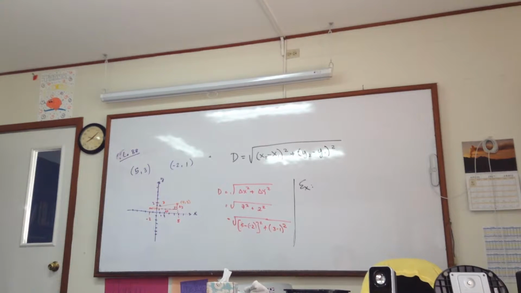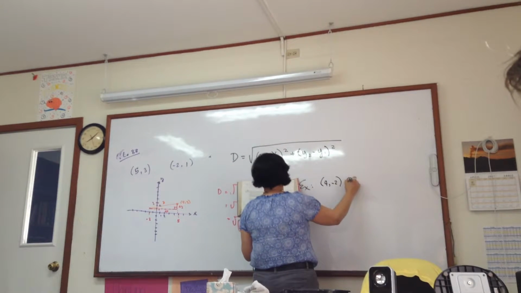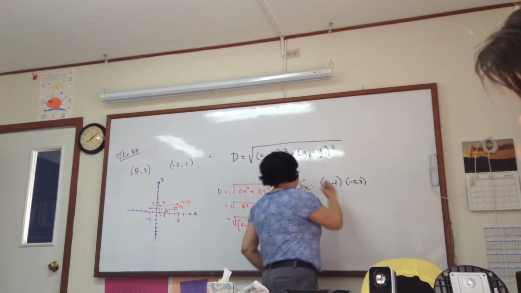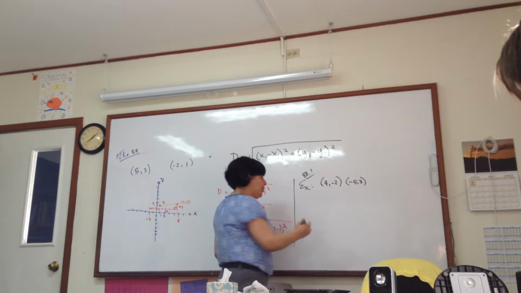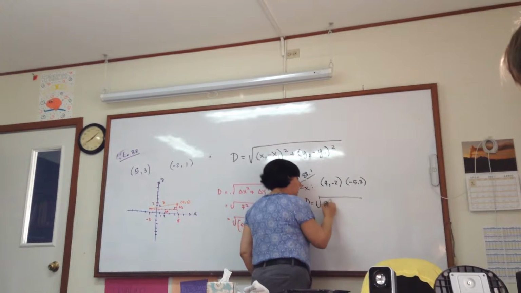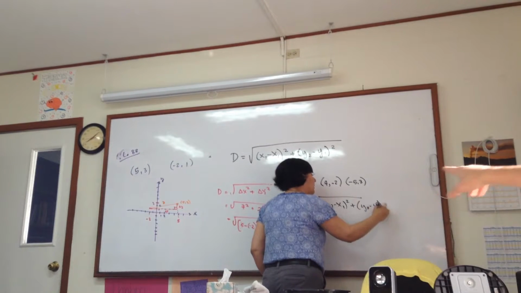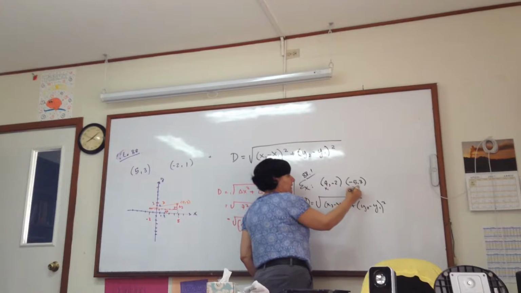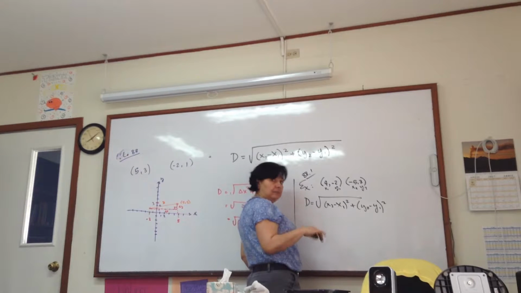The example is very, very simple. They give you 2 points, for example, 4, negative 2 and negative 5, 3. First things first, you write the formula down: x2 minus x1 squared plus y2 minus y1 squared. You decide which one's going to be which. So if I decide that this is x1, then this is x2, y1, y2, and then you just plug it in here. That's it.